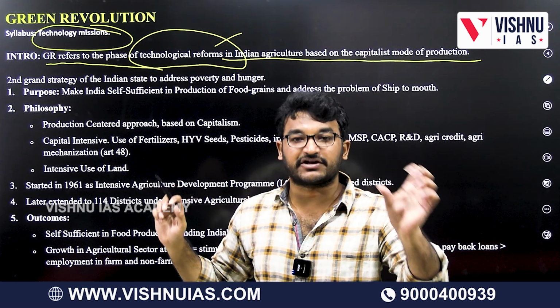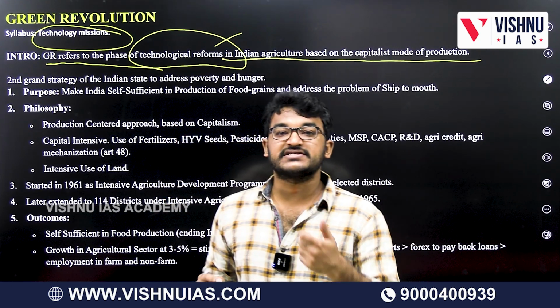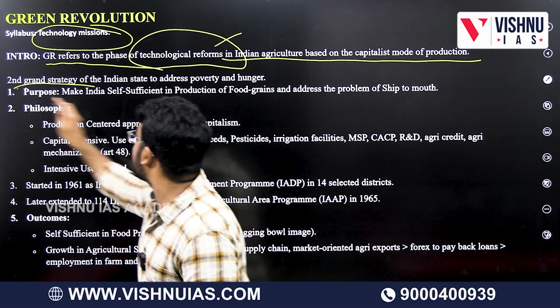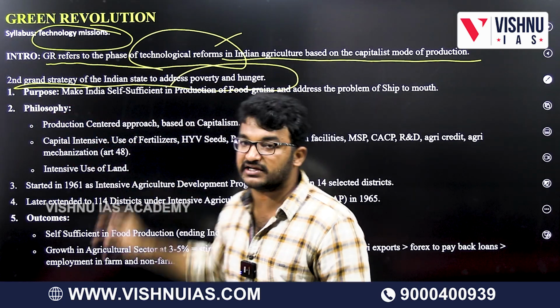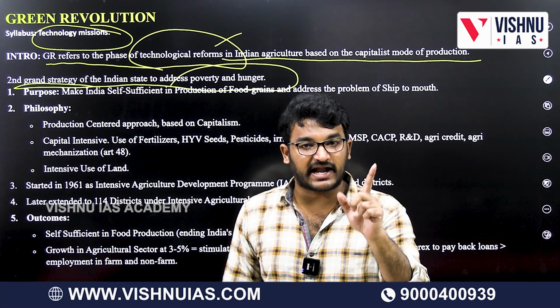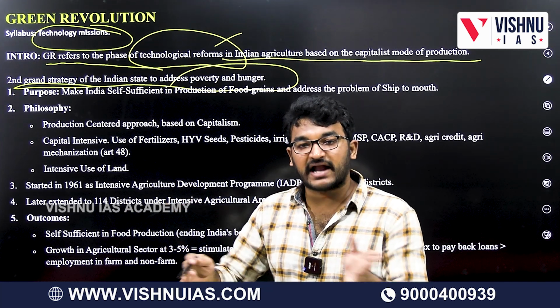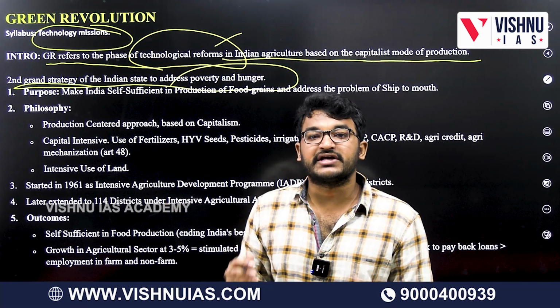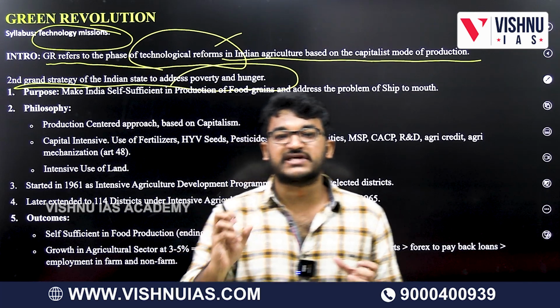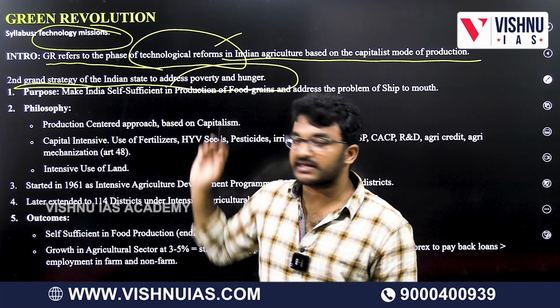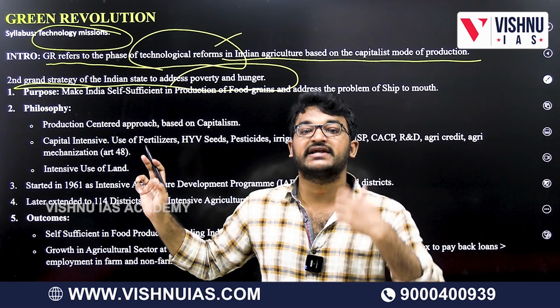These are the keywords which are required in our answers. Next, we can also consider the Green Revolution as the second grand strategy of the Indian state to address poverty and hunger. What is the first grand strategy? It is land reforms. Now, after the land reforms have been implemented, to increase agriculture productivity, there is need of something, that is the Green Revolution. So we can consider it as the second grand strategy.